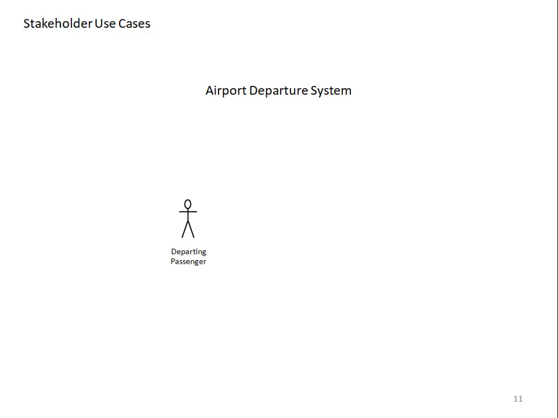So let's look at another example. A departing passenger who wants to fly out of an airport. So you've got an airport departure system for going to the airport and getting on your flight.